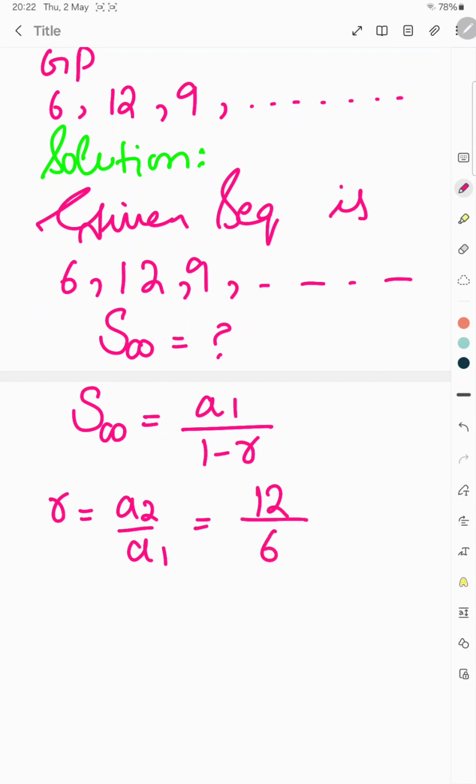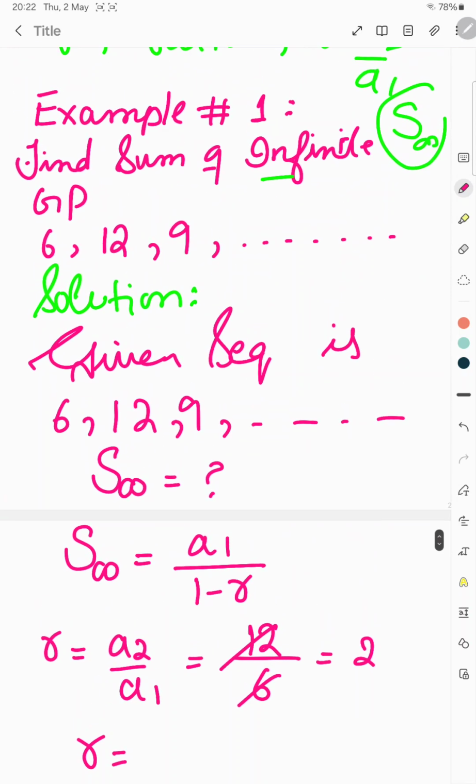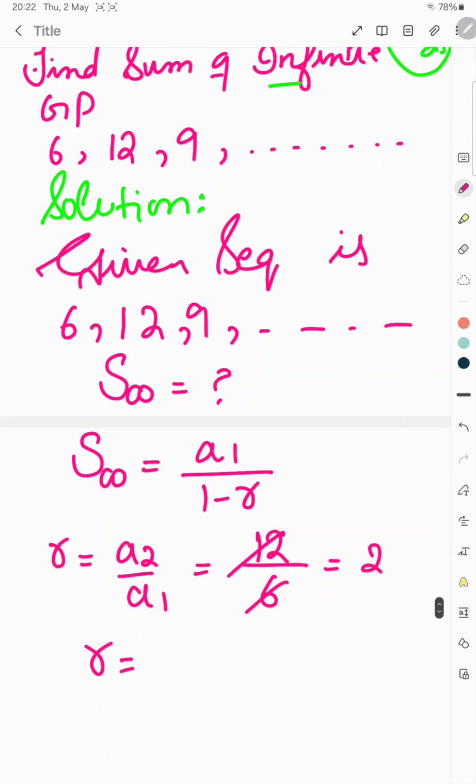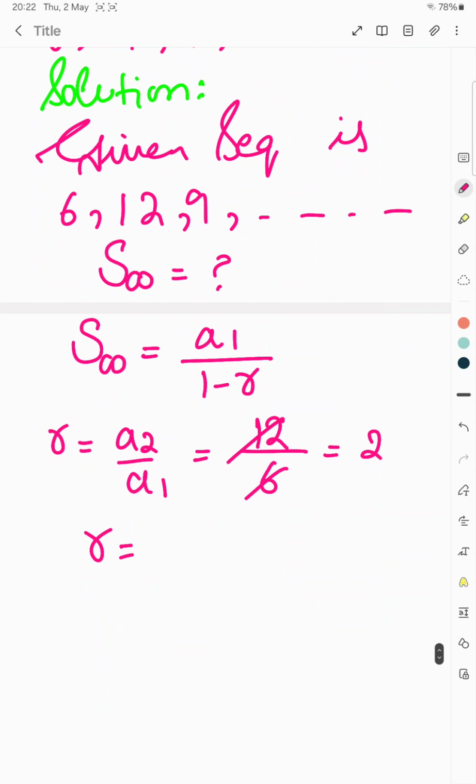So I will write both values and they will cancel out each other and I will get 2. So here R is equal to 2. I think I had made a little mistake here. Okay student, I will go for this, as R is equal to 2 which is greater than 1.